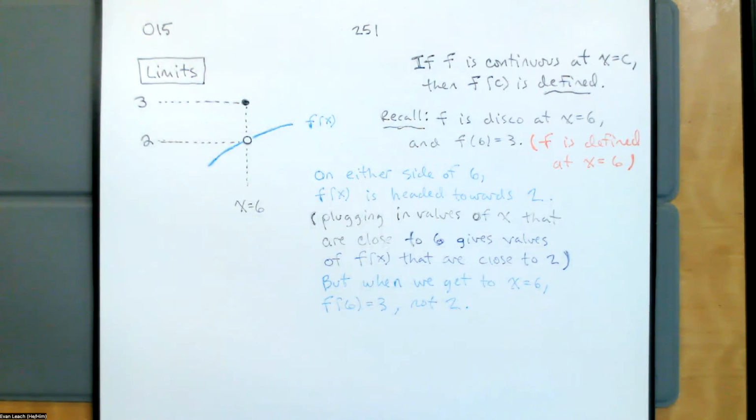So that's specifically what's causing the jump in this case. The function was headed one place, but the value at that place jumped. It wasn't where it was supposed to be.